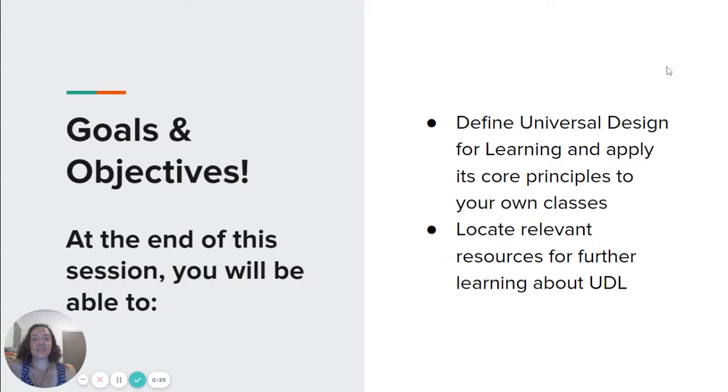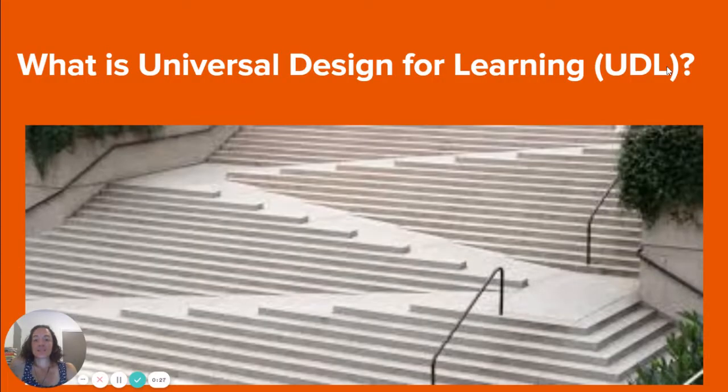UDL is something that's taken from architecture. And the idea is, as opposed to when we see something like stairs, where there's another option, right? You can go around the corner. If you can't navigate stairs, there's another option and you can take an elevator, but it's not built in, right? Accessibility is an add-on as opposed to something that is built in from the beginning.